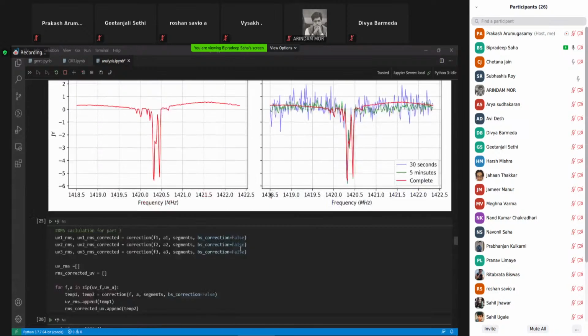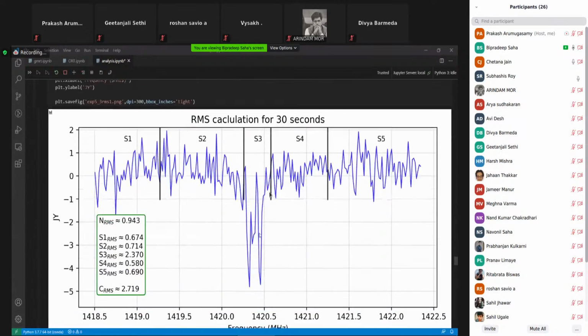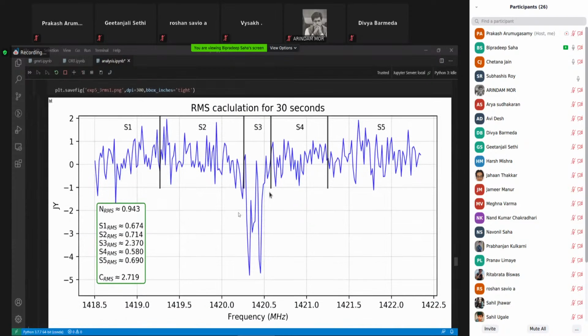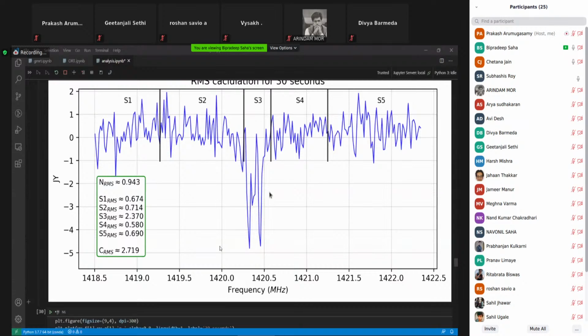And similarly for part 3, we took the same segments and calculated the RMS. Yeah, so here there is a line. The issue is only that at the position of the line near 1420.5 megahertz, you don't know the RMS. So within that regime, say that 1 or 2 megahertz, it will be useful to check if the RMS is higher.